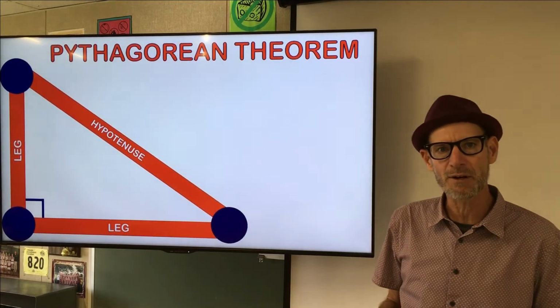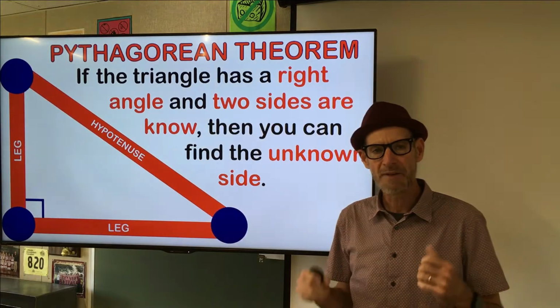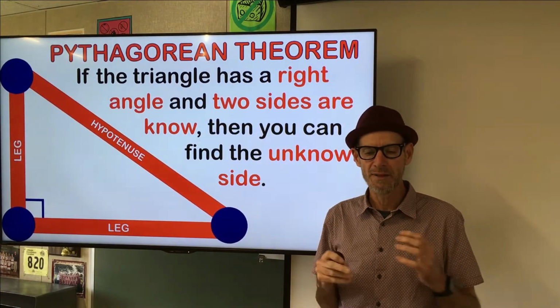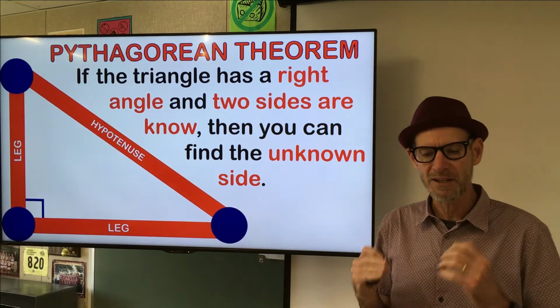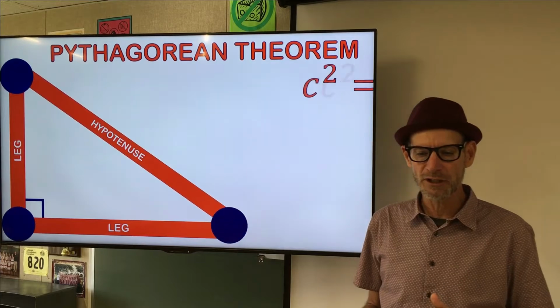So what is the Pythagorean Theorem? When do you use it? And what is it used for? If a triangle has a right angle and two sides are known, then you can use the Pythagorean Theorem to find the unknown side.